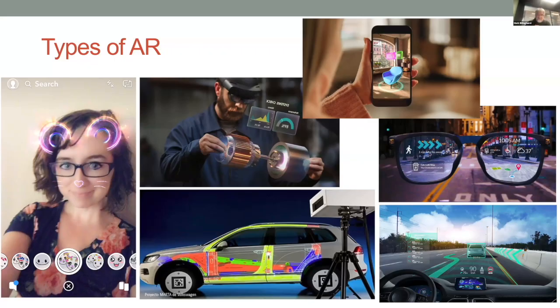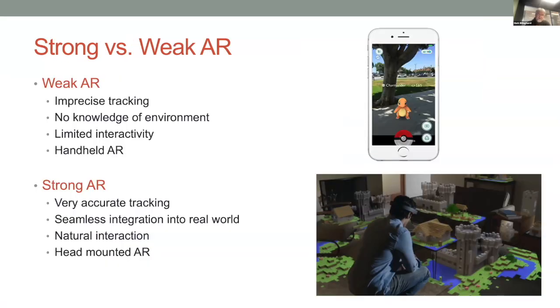There's potentially a distinction you can make between weak and strong AR. So weak AR is what you might experience on a mobile phone, where you have fairly imprecise tracking, no knowledge of the environment, and quite limited interactivity. Whereas strong AR is what happens in a headset, where you're wearing an AR display. You can have very accurate tracking. The content really appears part of the real world, and you can use your hand gestures to interact with it, so it's much richer as well.